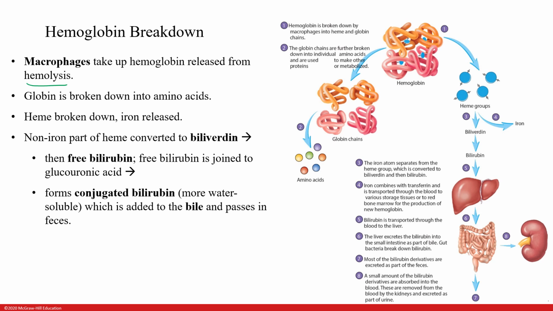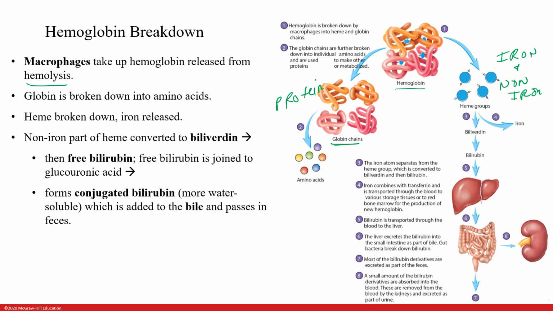The hemoglobin molecule itself is going to get broken down into two major subunits: the globin chains, which are mostly protein, and the heme groups, which include an iron component and a non-iron component. Okay. The protein is the easiest to understand.